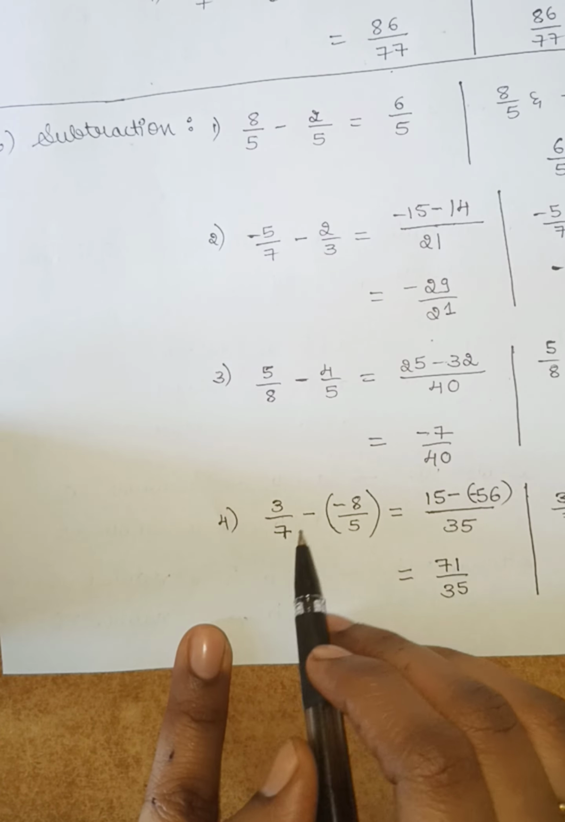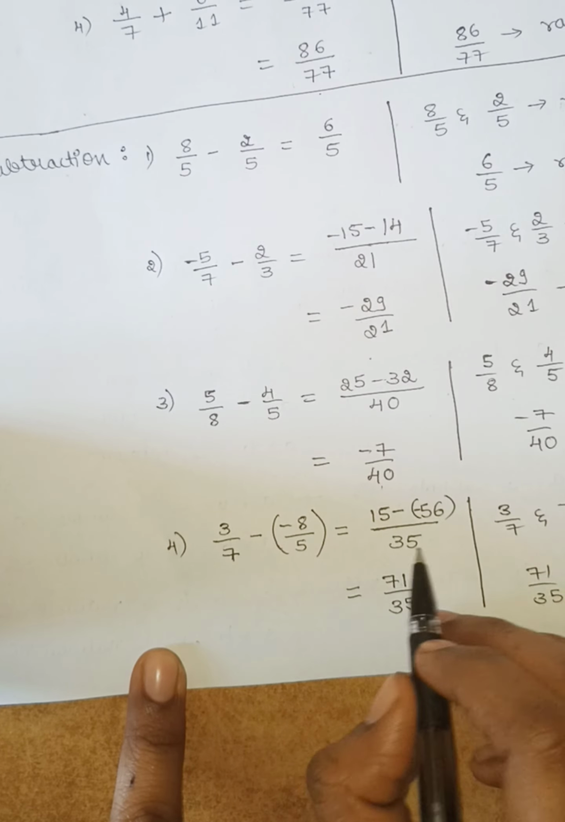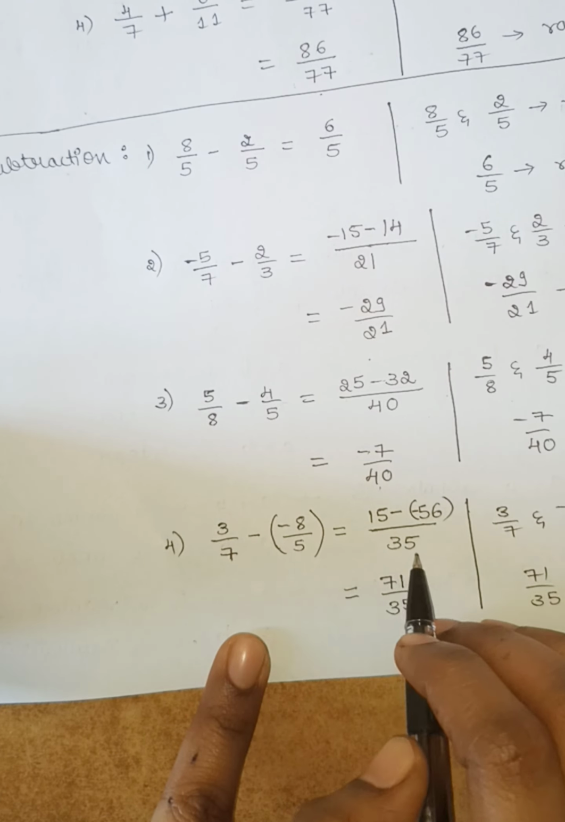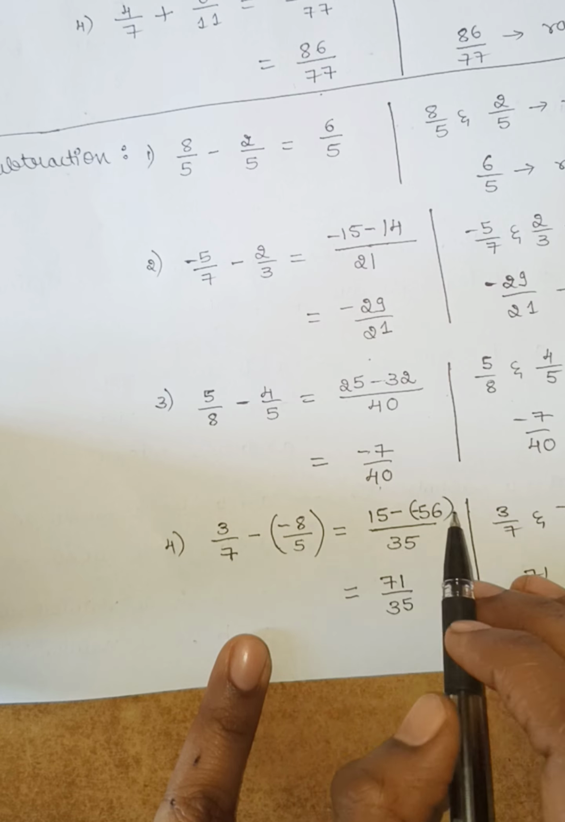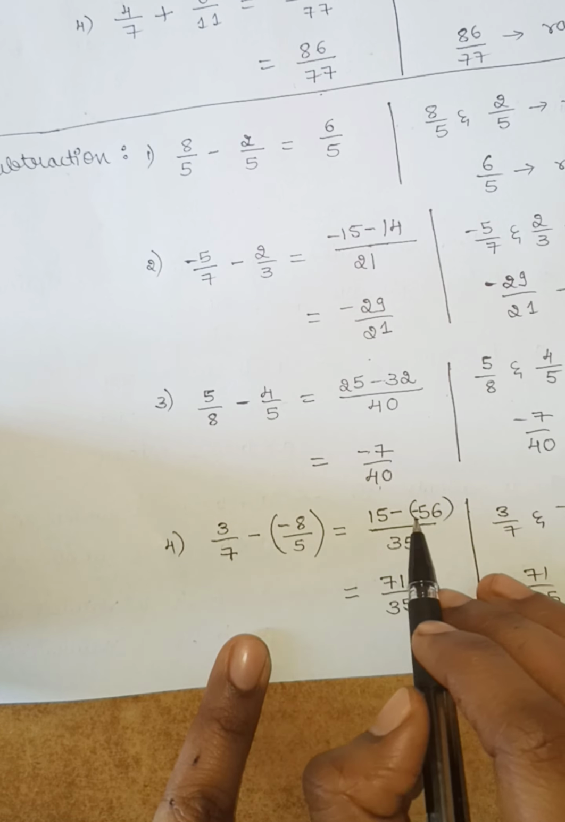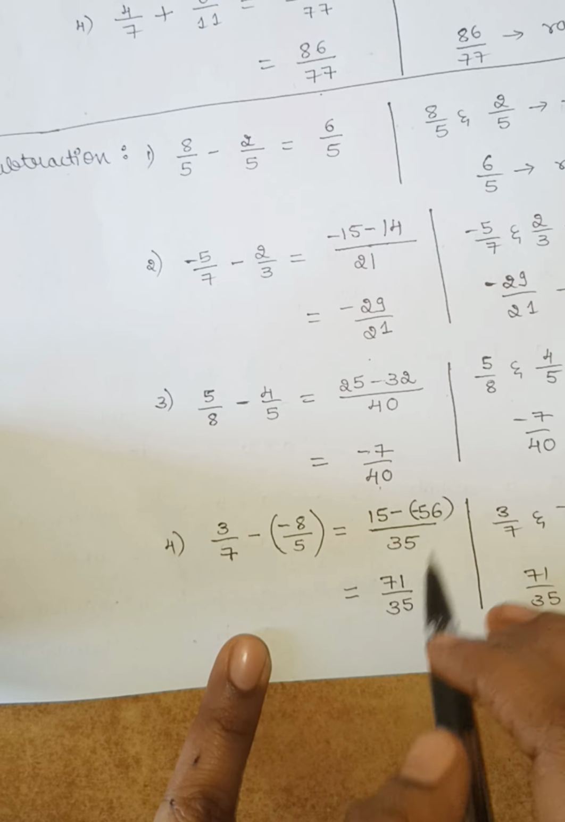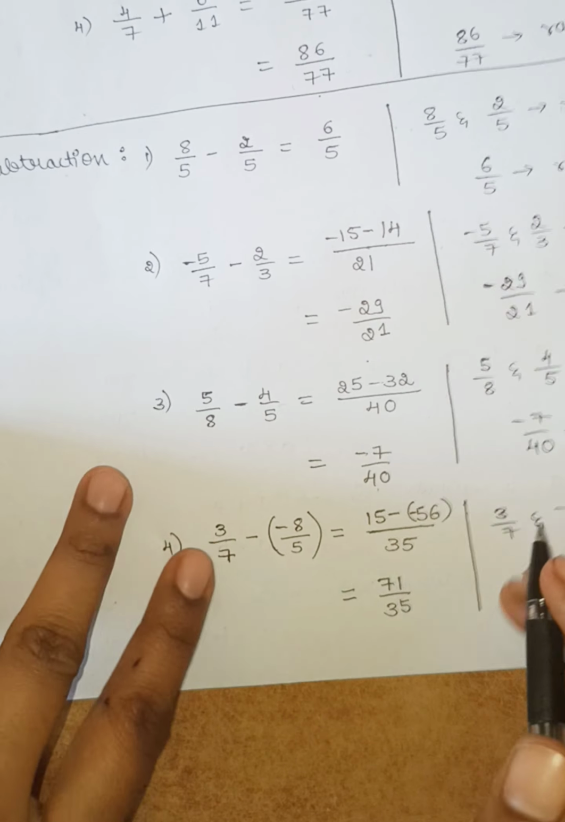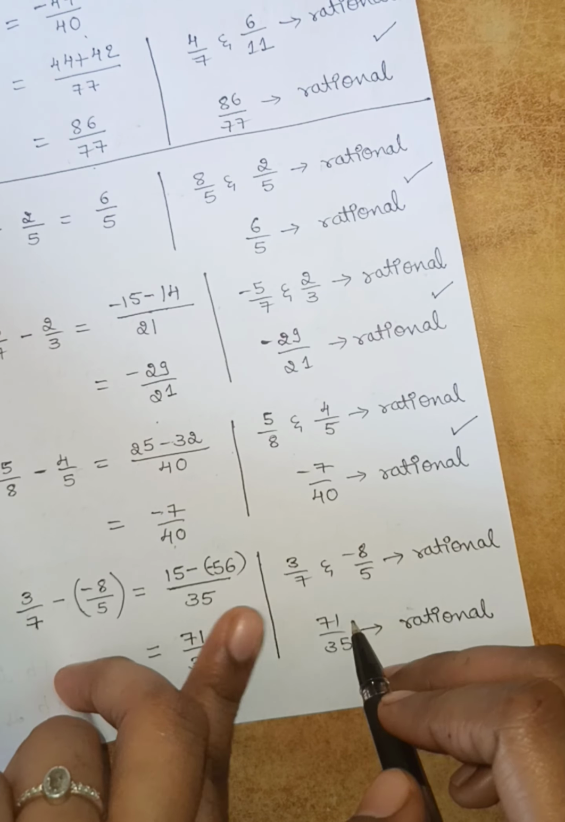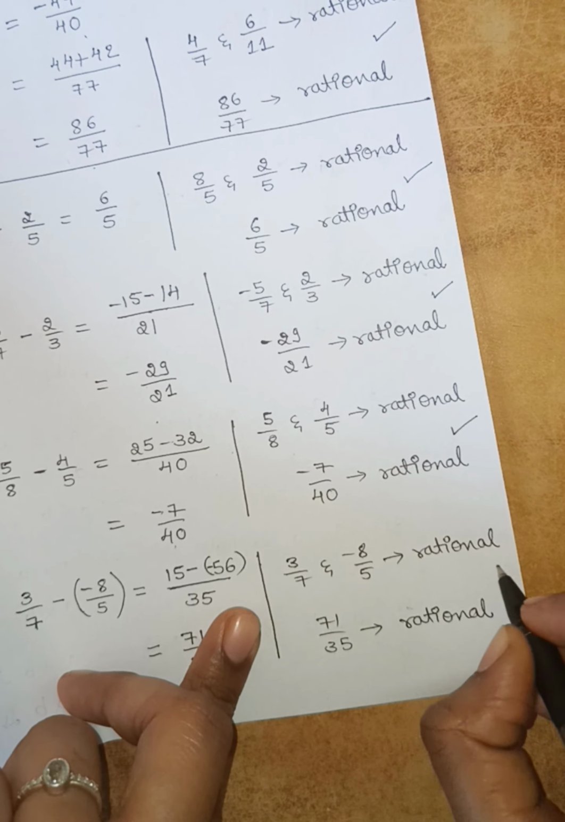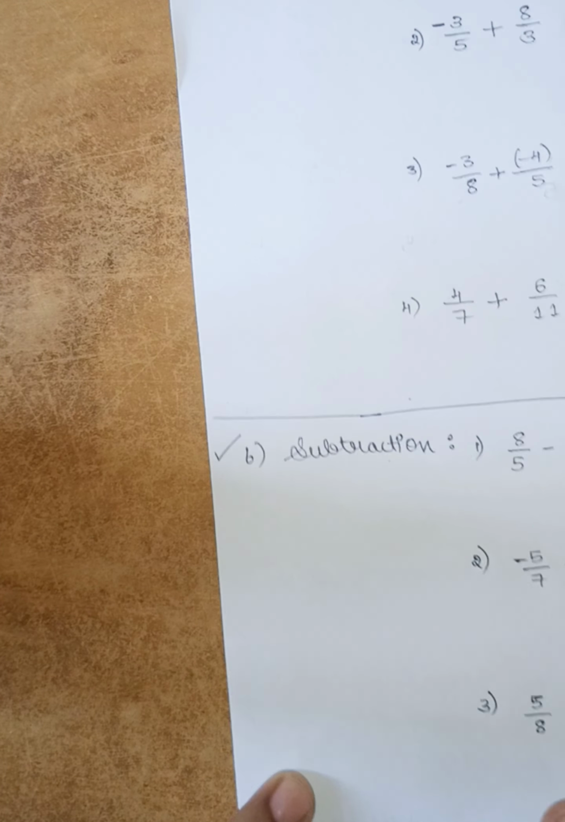The next example, 3 by 7 minus 8 by 5. Here 7 5s are 35. 7 5s are 35, 5 3s are 15, minus as it is, 5 7s are 35, 7 8s are 56. Here this minus is also written as it is, so it will become plus. If we add both, we will get 71 by 35. So here 3 by 7 and minus 8 by 5 are both rational numbers and 71 by 35 is also a rational number. So it follows closure property and subtraction is closed.